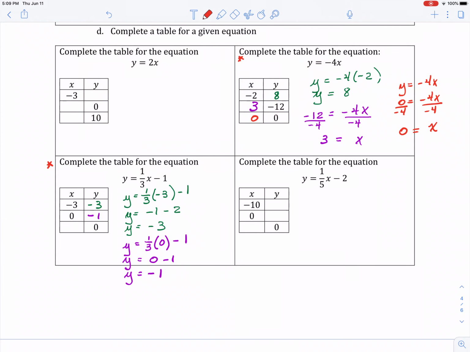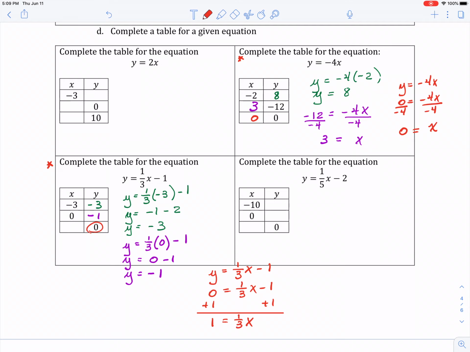And let me change color one more time. The equation says 1/3 x minus 1. And in this last situation, they've given me the y value. So I need to add 1 to both sides. Again, this is chapter 2.